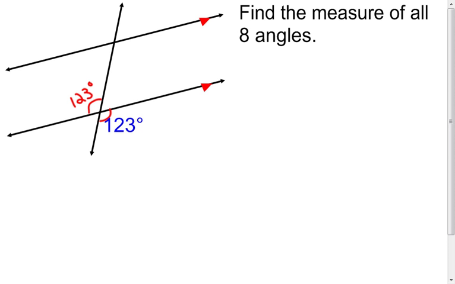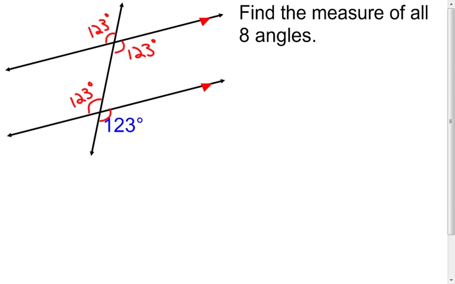Now I can go back to my 4 different theorems from parallel lines cut by a transversal. I'm going to say, if lines are parallel, then the alternate interior angles are going to be congruent. So look at this 123-degree angle. This angle here would be the other alternate interior angle with it. Therefore, I know this one's 123 degrees. And then I'm going to go back to my vertical angles being congruent. Therefore, those two have to be congruent, and I know that's 123 degrees. So I have 4 of the 8 angles already taken care of.